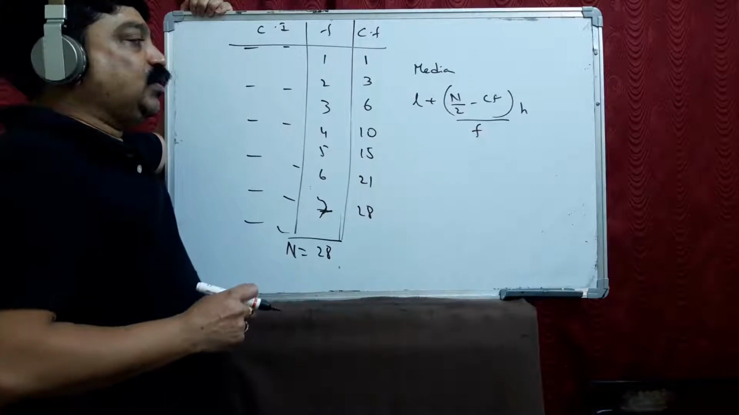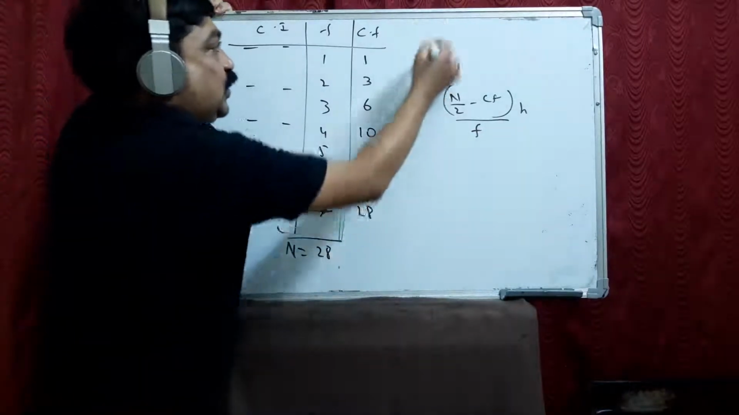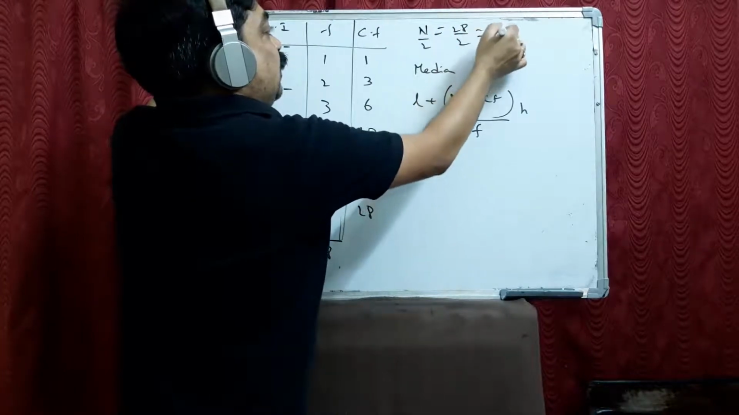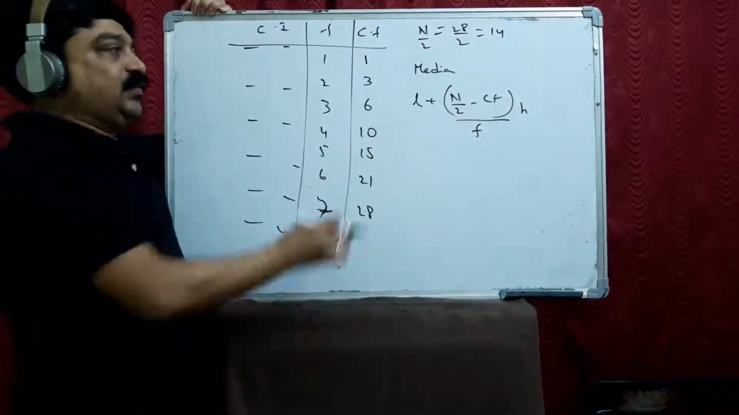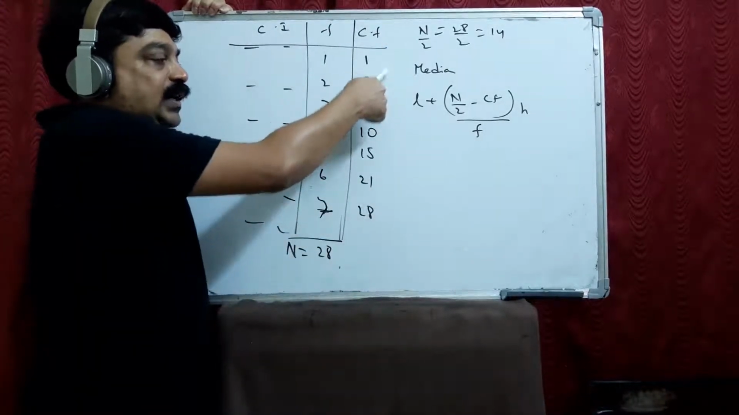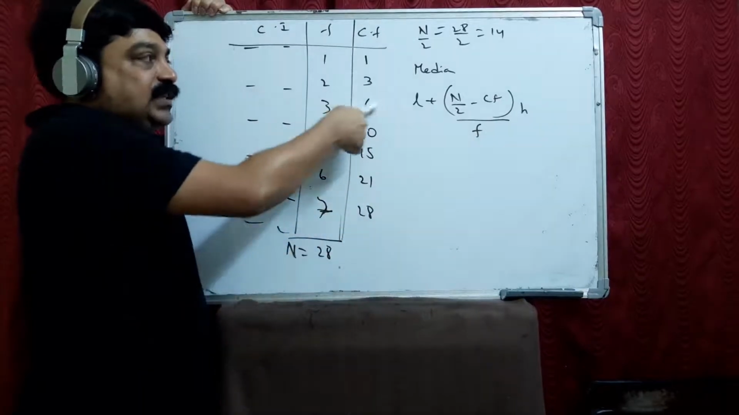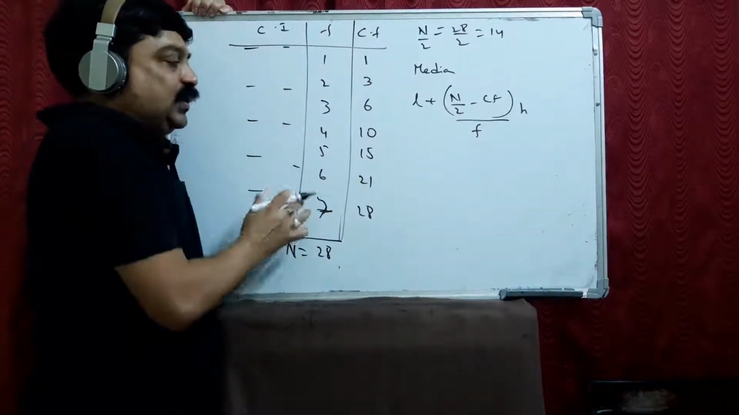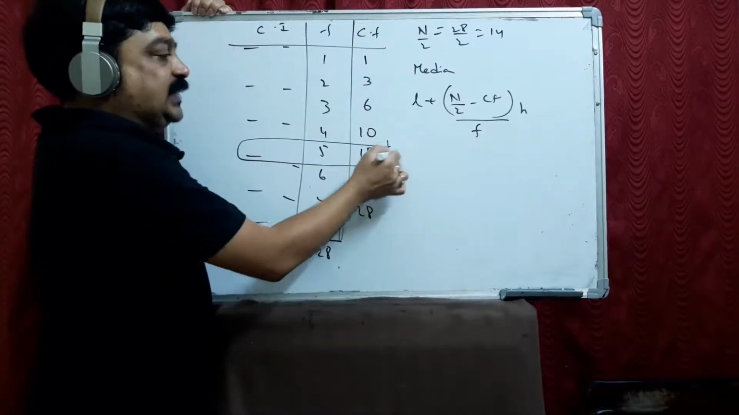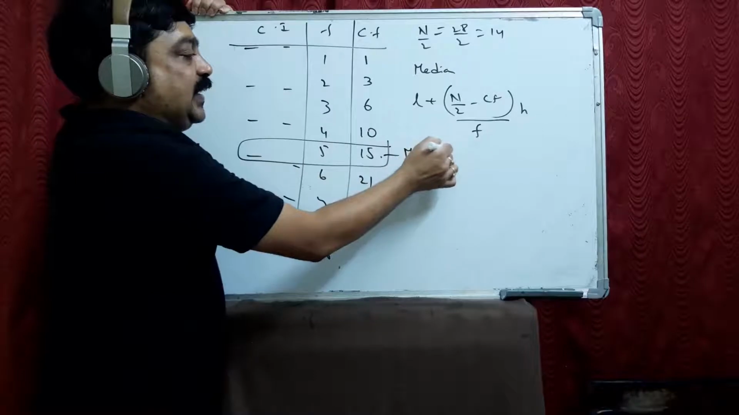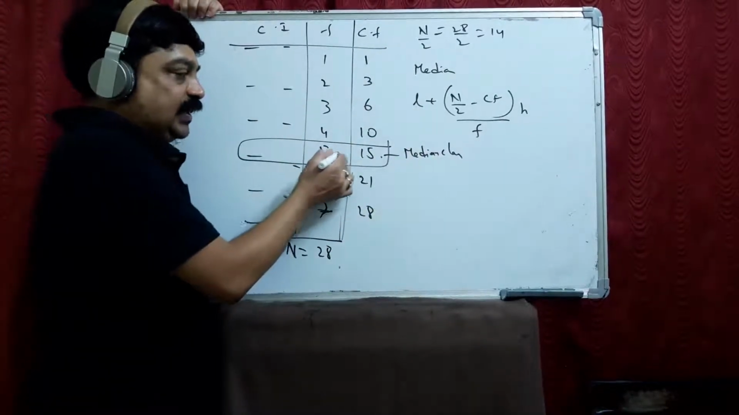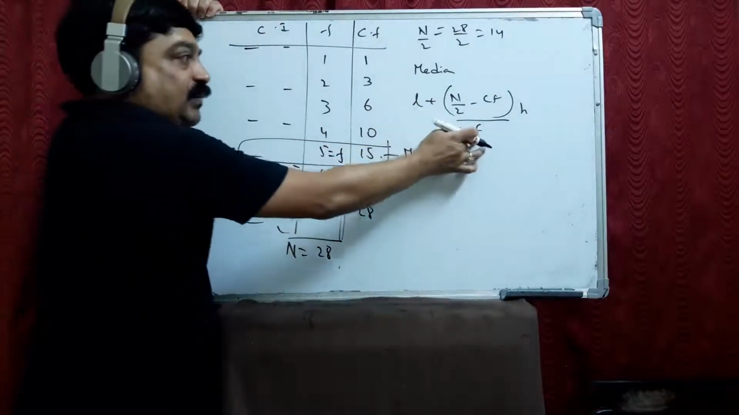Now, how to find the median class? I tell you. N is 28, so find n by 2, which is 14. You have to see in the cumulative frequency column where the value exceeds 14. Here 15 is the value which is exceeding 14, so we take this as the median class. In the median class we take f as the required frequency.